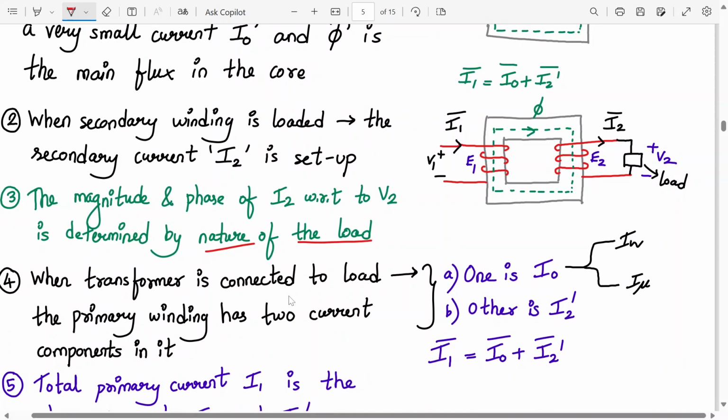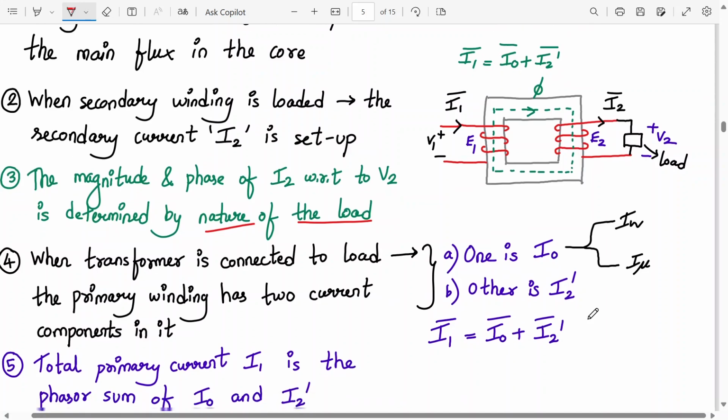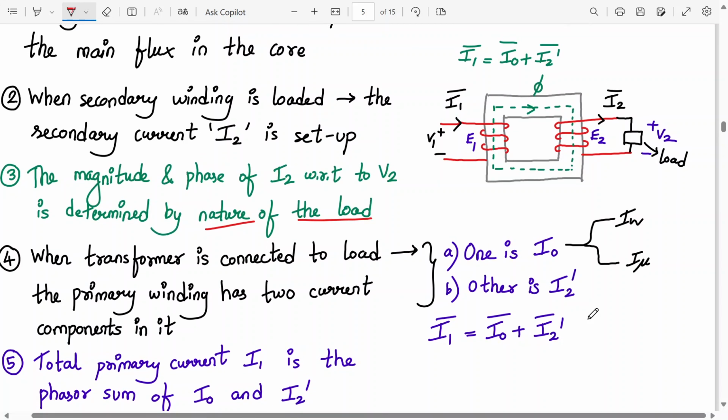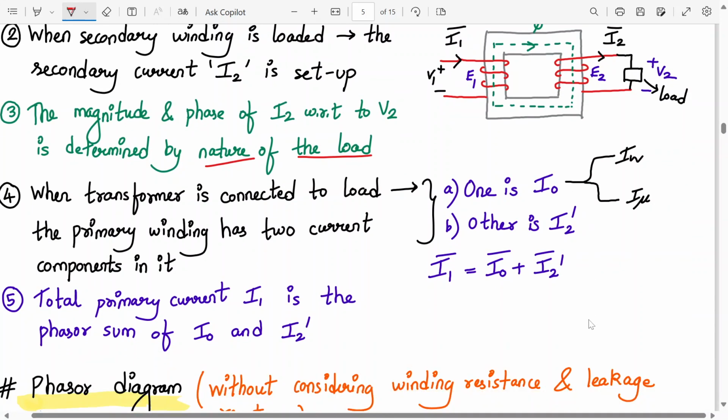Okay. So when the transformer is connected to the load, the primary has two currents, as I've already told you. One is I0 and the other is I2 dash. So I1 is I0 plus I2 dash. Total primary current will be the phasor sum of I0 plus I2 dash. This you will remember. Please write it down. And I0 itself depends upon IW plus I mu. I0 itself is equal to IW plus I mu.